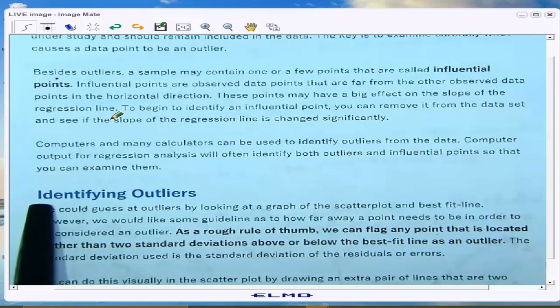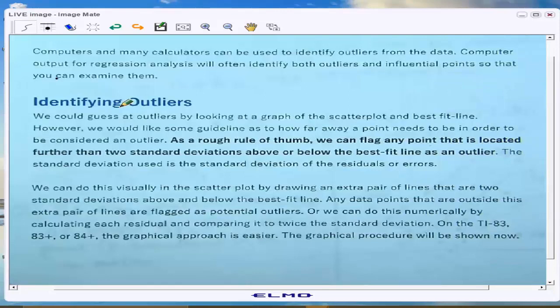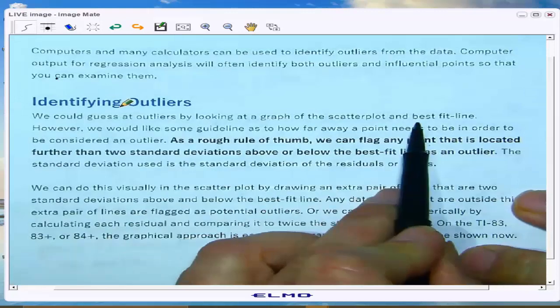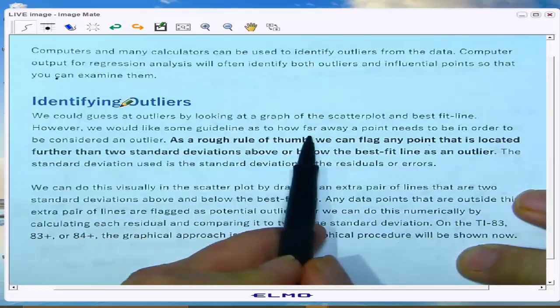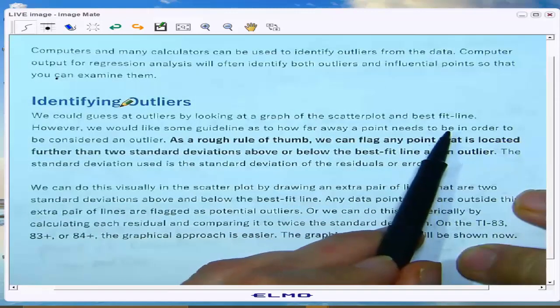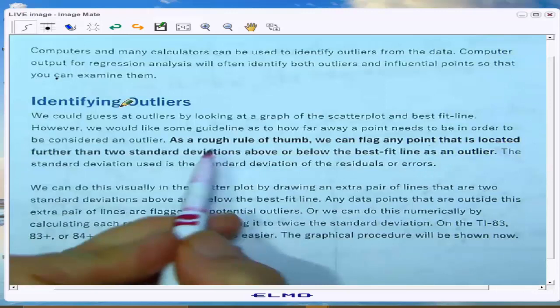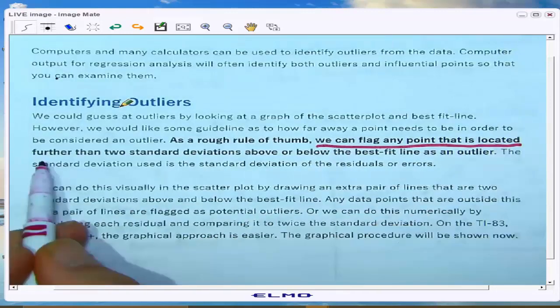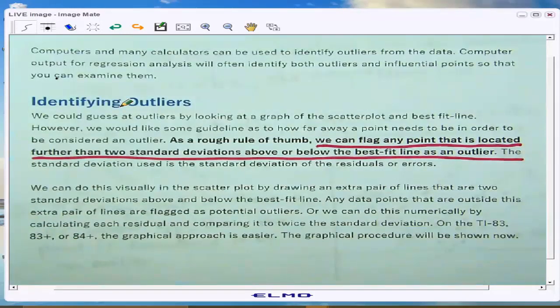Talking about identifying outliers, I showed you this the other day, but we'll get into it again briefly. We could guess at outliers by looking at the graph of a scatter plot and your regression line and just taking a visual. But we'd like to have some guideline as to how far away a point needs to be in order to be considered an outlier. As a rule of thumb, we flag any point that is located further than 2 standard deviations above or below the best fit line as an outlier. The standard deviation used is the standard deviation of the residuals.